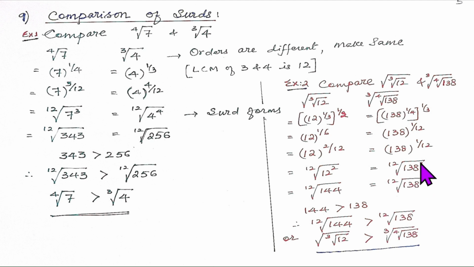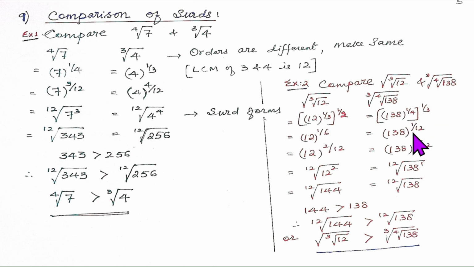Now let us take one more example. Compare square root of cube root of 12 and cube root of 4th root of 138. Convert them into index form first. So 12 raised to 1 by 3, raised to half. And this will be 138 raised to 1 by 4, raised to 1 by 3. I have converted them into index form, remember that. Now 3 into 2 is 6. You know that a raised to m, raised to n is equal to a raised to mn, so it will be 12 raised to 1 by 6.